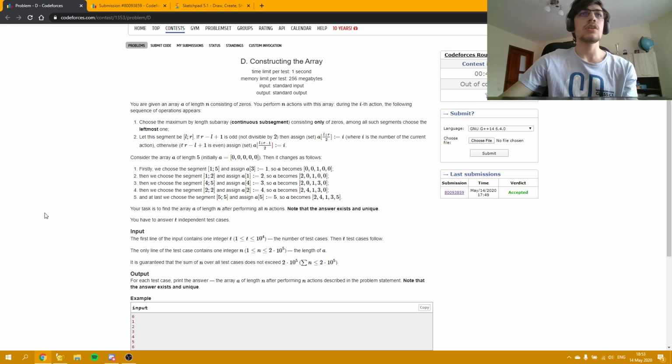During each action, we are going to choose the maximum-length subarray with only zeros, and if there are more subarrays with maximum length, we are going to choose the leftmost. And once we know the range of that segment, we are going to assign the value equal to i to the middle point in that segment. We are given an example for length 5, and we must solve this problem for different lengths of n.